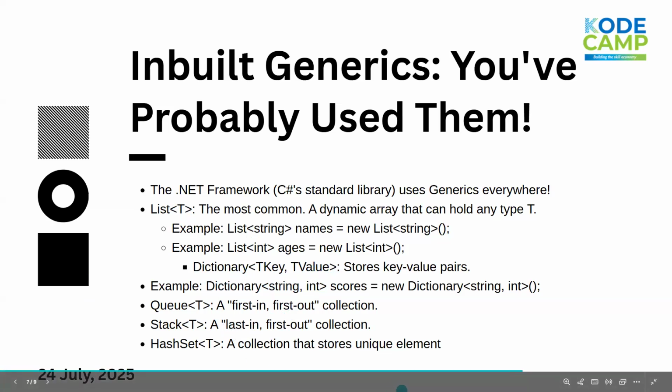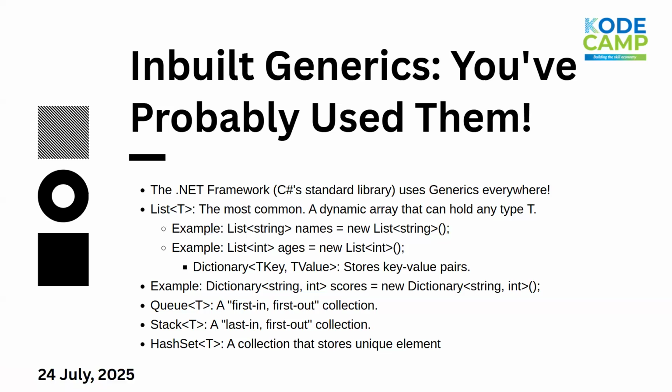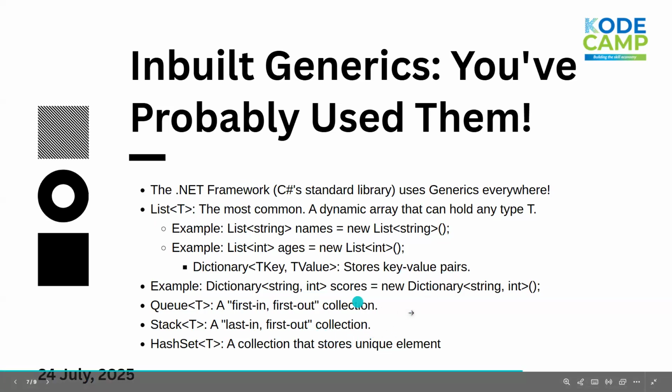Let me see if I can go into the code first. So the difference between list and array is that a list can hold more than one data type. Like you can see here, this generic can hold more than one data type. But an array just holds one data type. Let me open my Visual Studio and demonstrate that, okay?